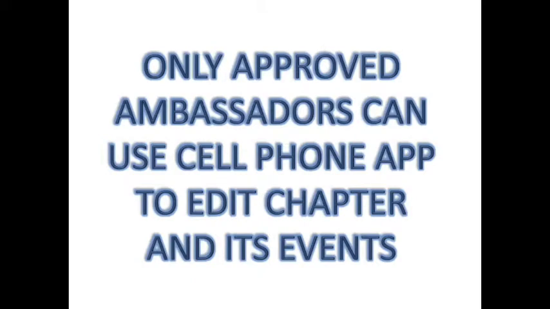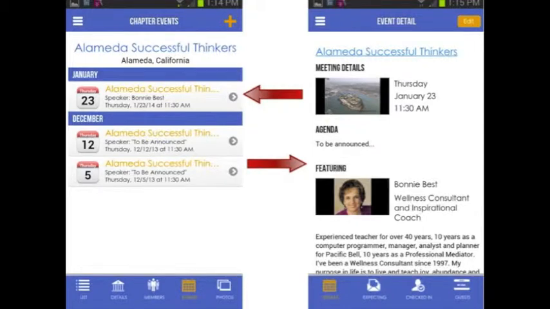This particular video is only for approved ambassadors who would like to use a cell phone to edit their chapters and/or add additional events. In this particular image, you can see if you've gone inside the chapter and you clicked on their events, you can see the different upcoming events that are taking place.